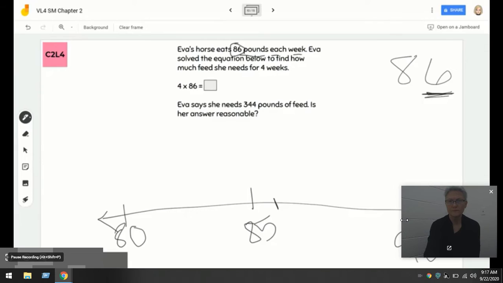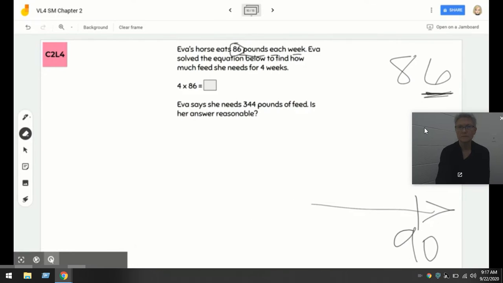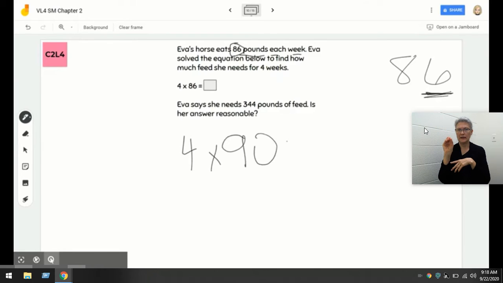So now we've got a new, and I'm going to actually, for just some space over here, go ahead and just clear this off, you guys, so that we've got some room. Okay, let's go ahead and get started. So instead of saying it's 4 times 86, we want to be able to do this math in our brains. So mental math. We're going to rewrite it as 4 times 90.